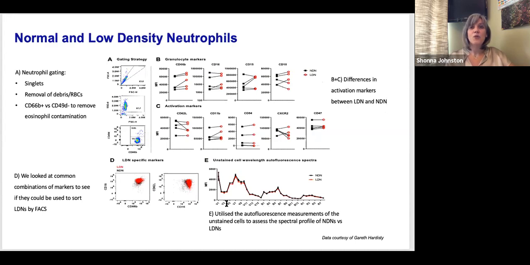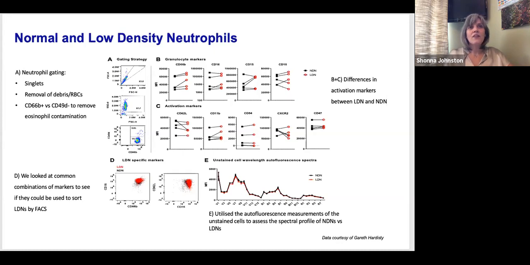And lastly, they also used the autofluorescence extraction, or the autofluorescence measurements, to plot between the normal density and the low density neutrophils. They didn't actually see anything, but I was quite interested to be able to have a look at that.